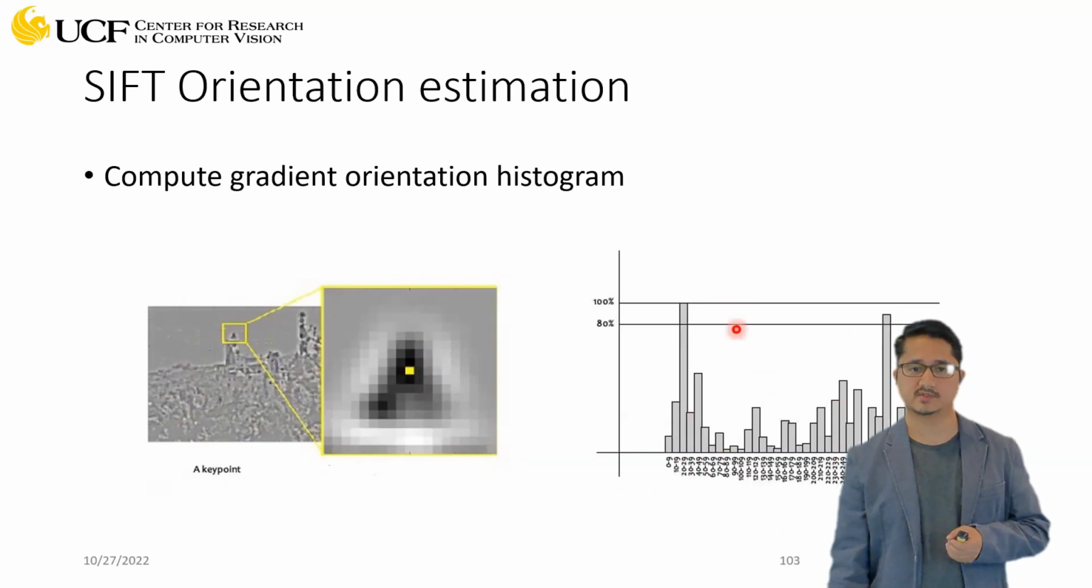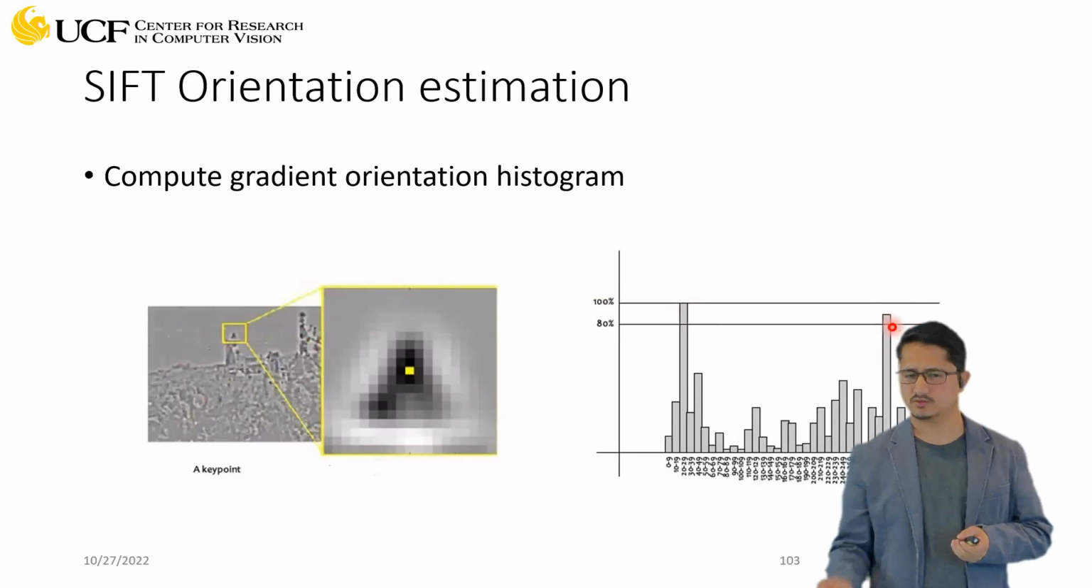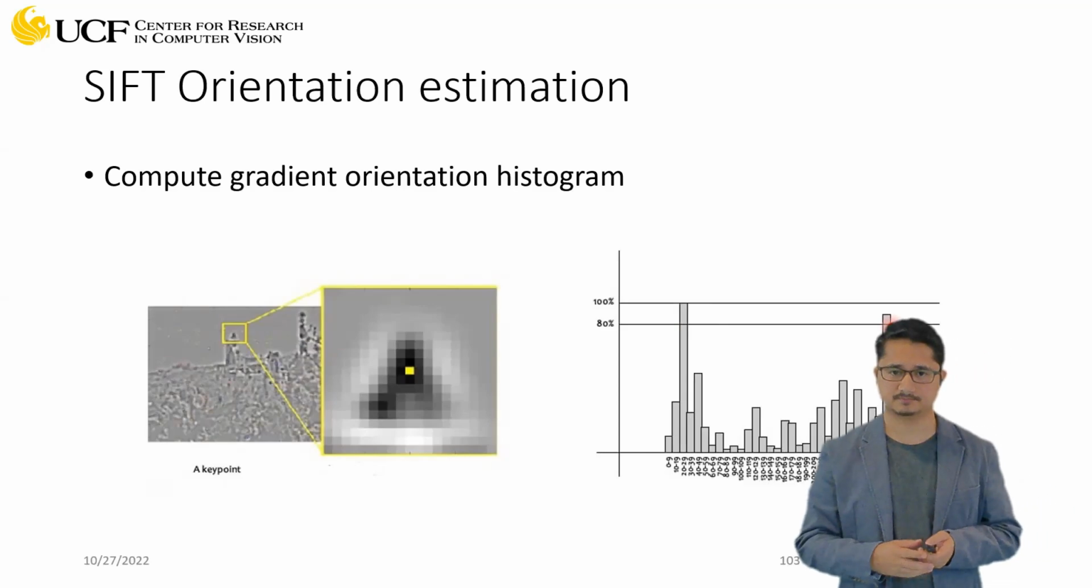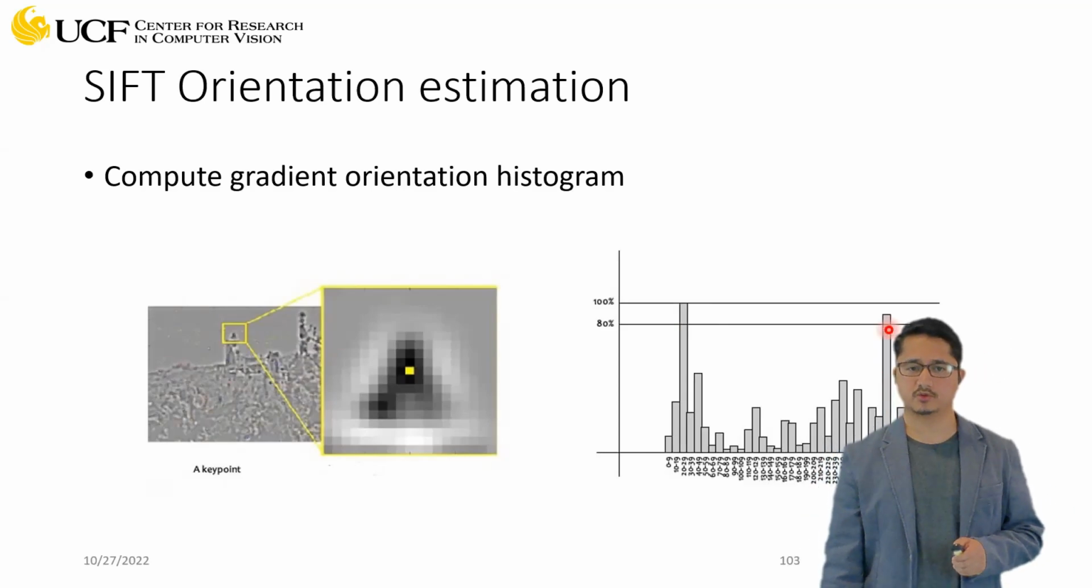Then the idea is that at this key point you have two different orientations: one is this 20 degrees and the other is 300 degrees. So one key point can have multiple orientations. That's how you compute orientation for your key points.